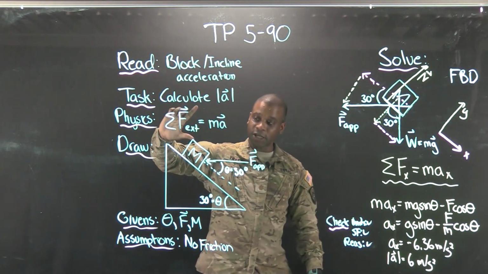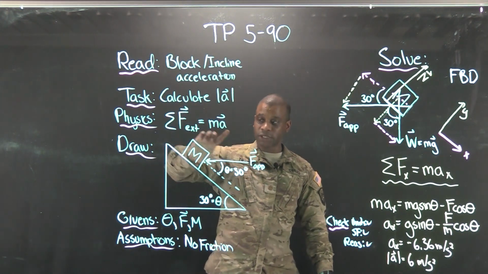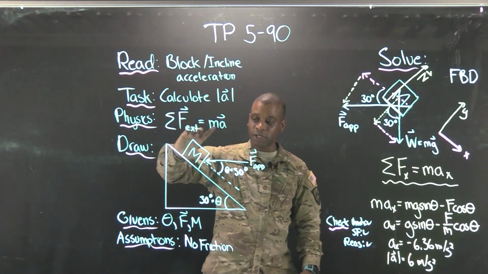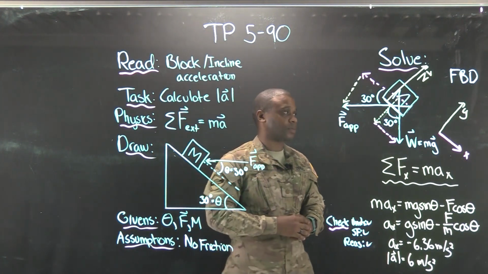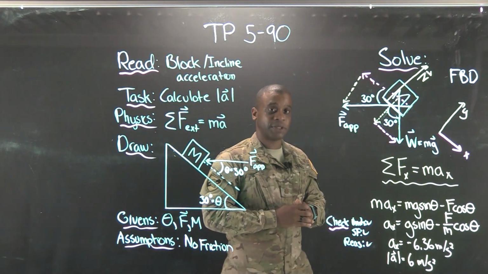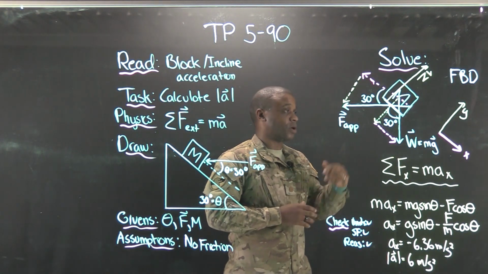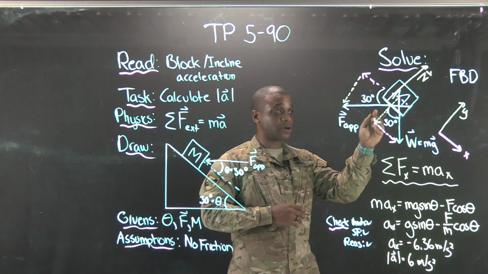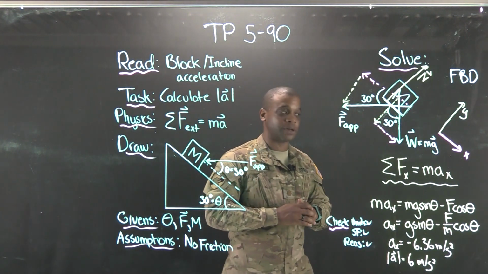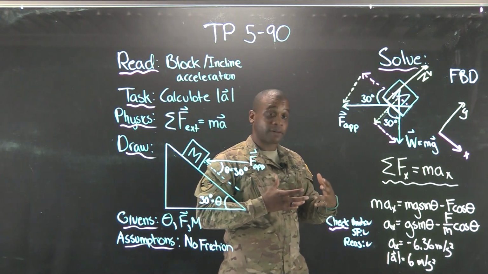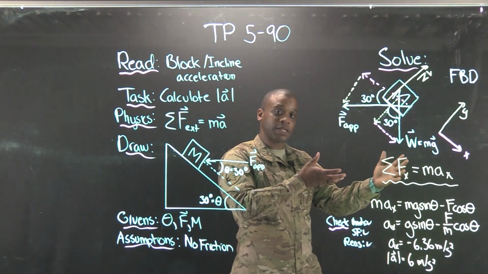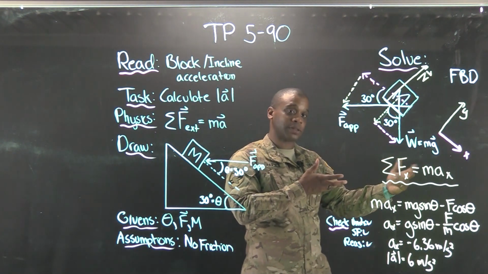My coordinate axis is going to be in the direction of travel of this block. My x direction is going to be oriented in that direction of travel. My y direction is going to be perpendicular to the x direction. Okay, the last thing I'm going to do is label our critical angles, which are 30 degrees here and 30 degrees here. After that, we're going to go ahead and try to solve our problem by summing up the forces in the x direction and in the y direction.